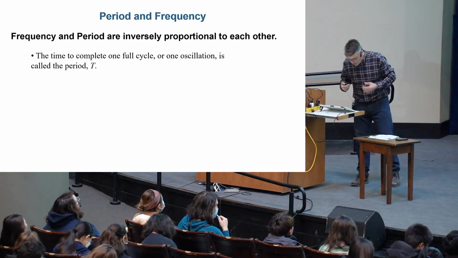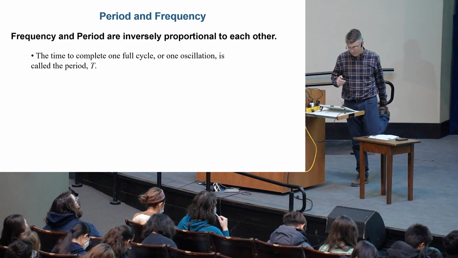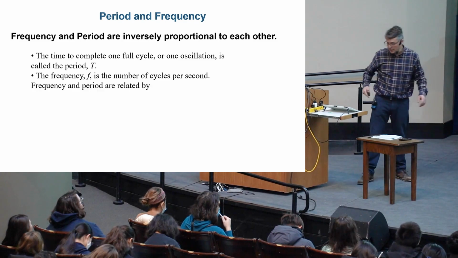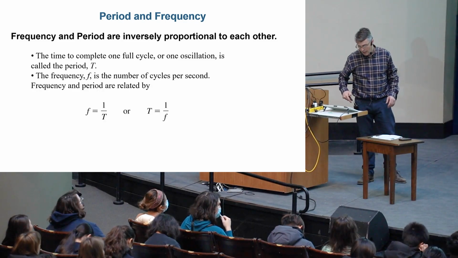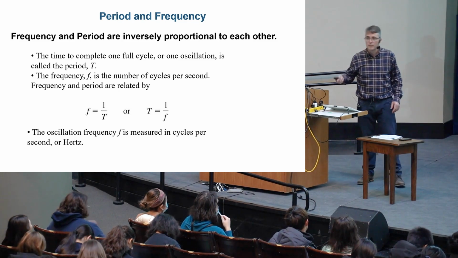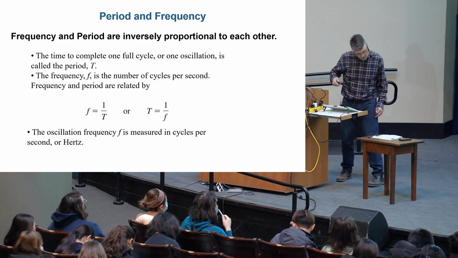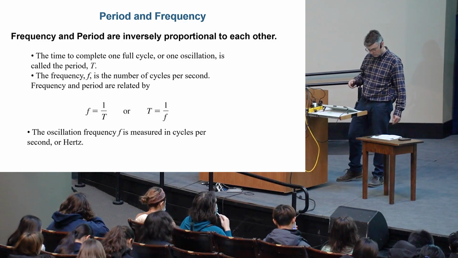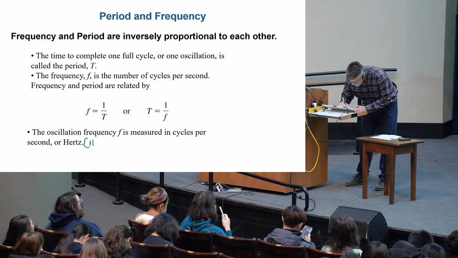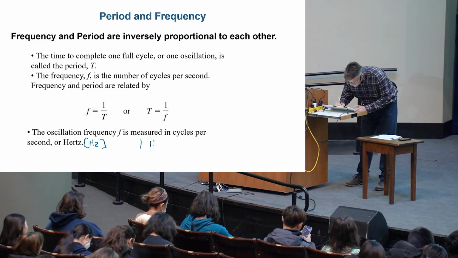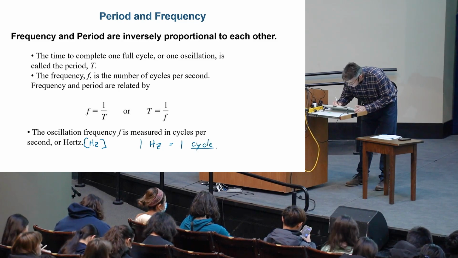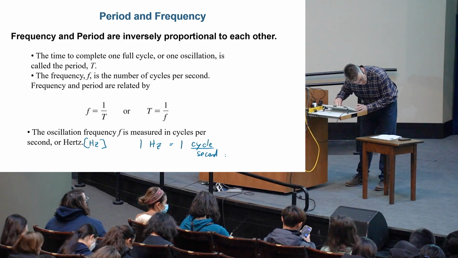It starts with frequency. So frequency and period are inversely proportional to each other. The time to complete one full cycle on one of these oscillations is called the period. And 1 over that is the frequency. And frequency, if you measure a period in seconds, the frequency is in Hertz, sometimes Hz is what it's called. 1 Hz is equal to 1 cycle per second, 1 full time around.